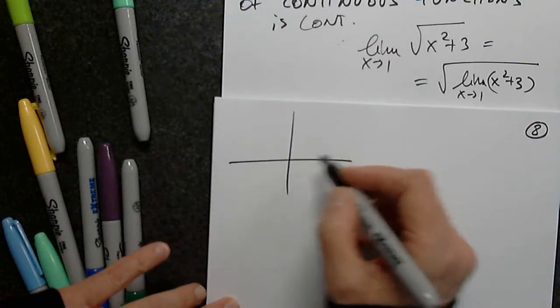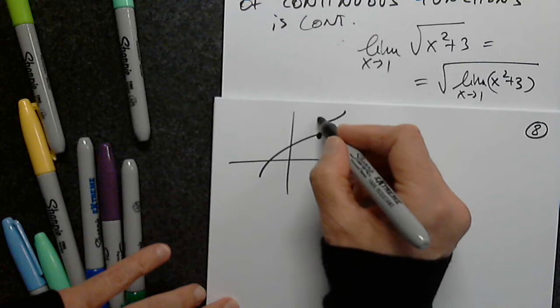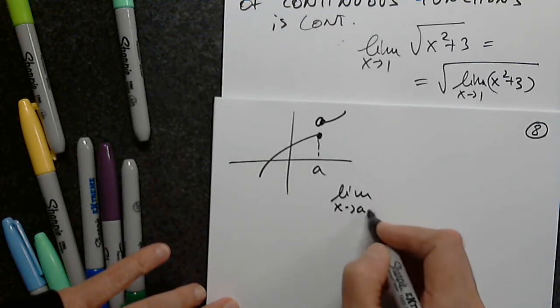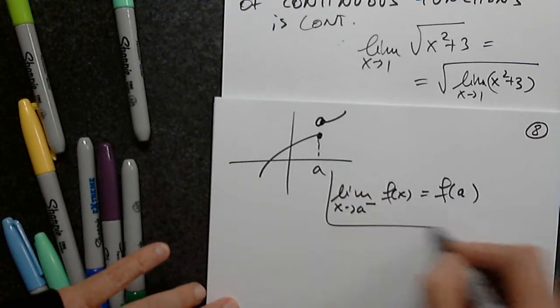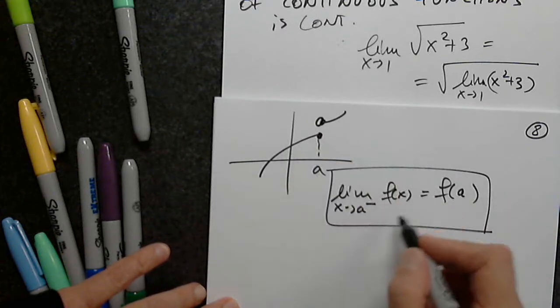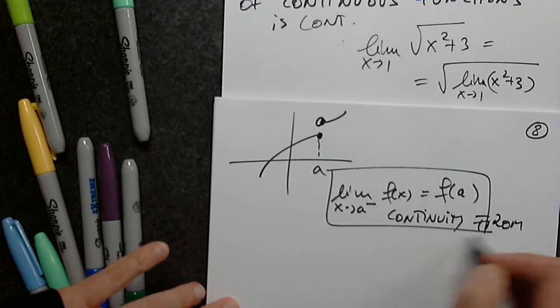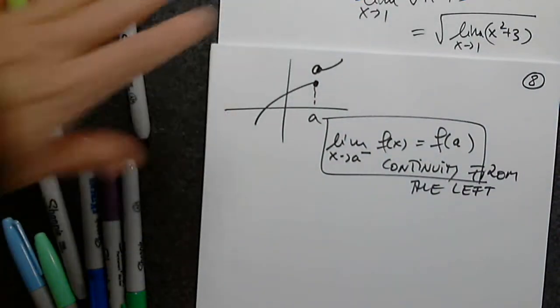So this function, I meant this open. So the limit as x approaches a from the left of f of x equals f of a, which means continuity from the left. Continuity from the left. Any questions? The same thing for continuity from the right.